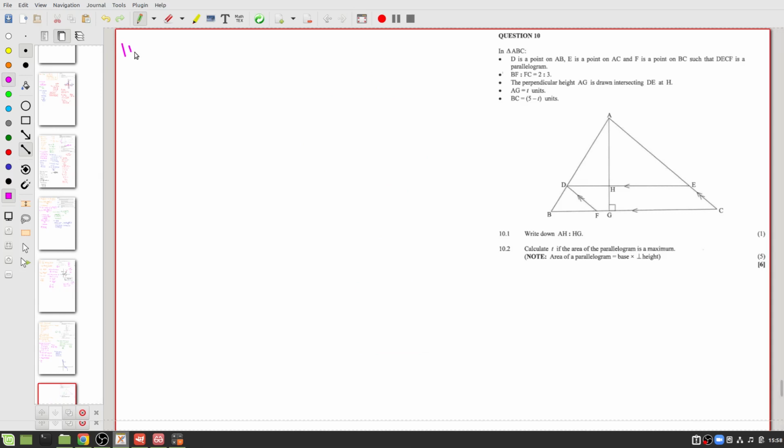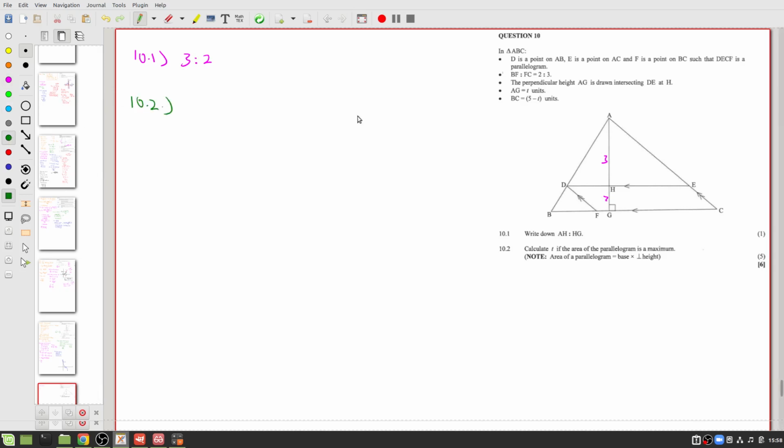So for 10.1, let's just write down our answer. We found our answer to be 3 to 2, just because of similar triangles. Alright, now we get to 10.2.